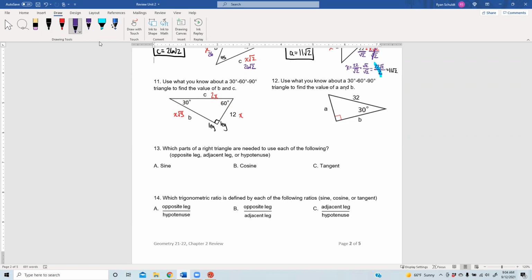Now find your x. Well, here's the side they give us. This says x equals 12. So any place I see an x, I'm going to plug in a 12. 2 times 12 is 24 up there. 12 square roots of 3. So that means b is going to be 12 square roots of 3. C is going to be 24.